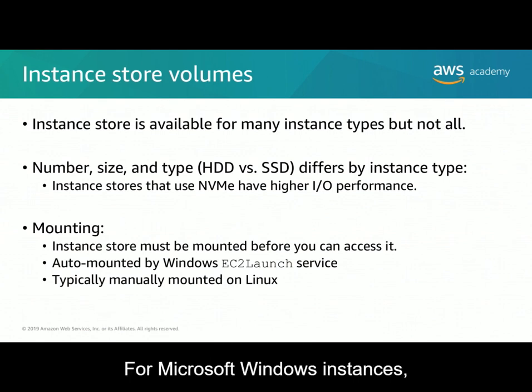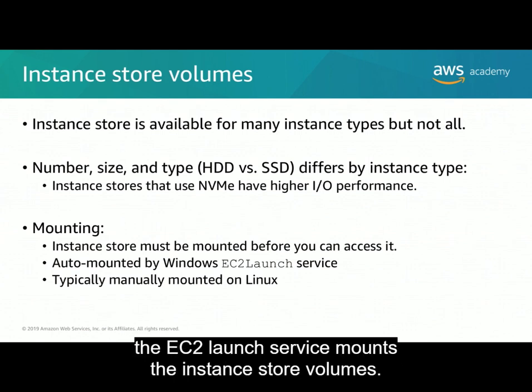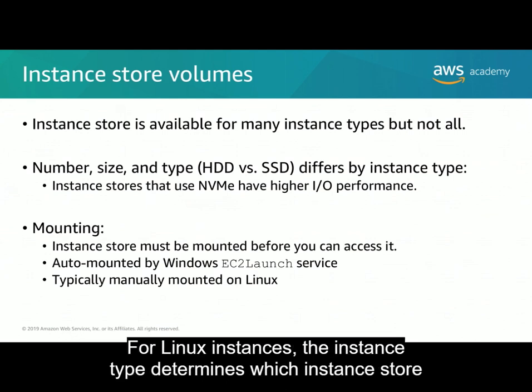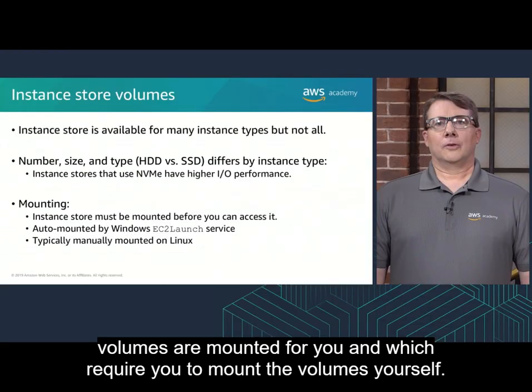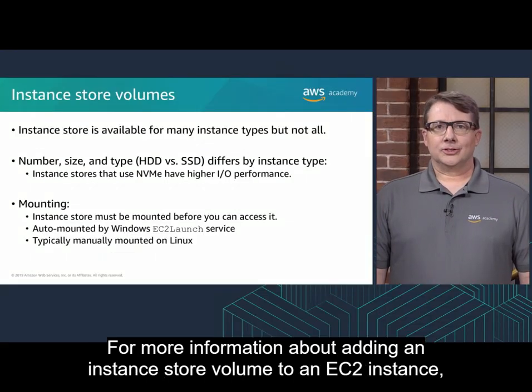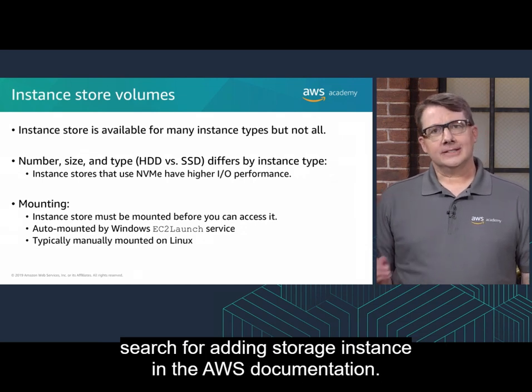For Microsoft Windows instances, the EC2 launch service mounts the instance store volumes. For Linux instances, the instance type determines which instance store volumes are mounted for you and which require you to mount the volumes yourself. For more information about adding an instance store volume to an EC2 instance, search for Adding Storage to an Instance in the AWS documentation.